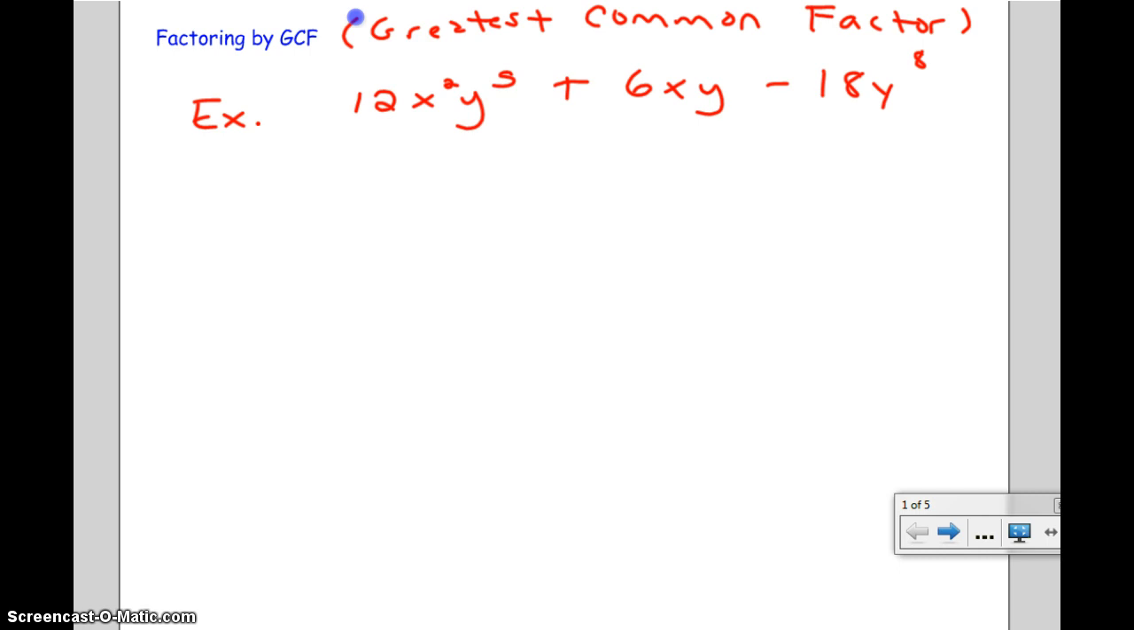Now let's look at 6. 2 and 3 multiply to make 6. 6 and 1 multiply to make 6. That's really all my choices. Look at 18. 9 times 2 makes 18. 6 times 3 makes 18. 1 times 18 makes 18.